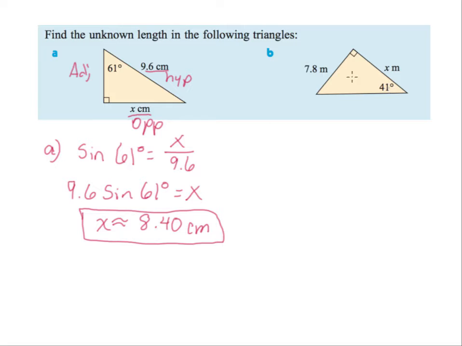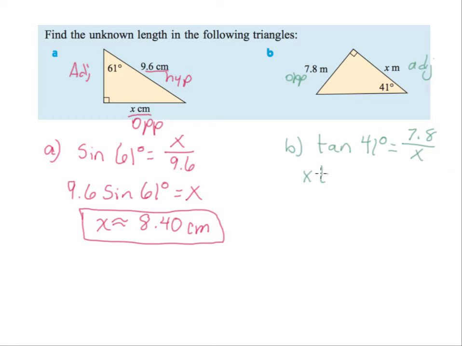Now, we got 41 degrees, and then the side opposite that 41 degrees, or the leg opposite it, is 7.8, so we label it opposite. And then the x is the leg adjacent to the 41 degrees. So which trig function involves opposite over adjacent? Well, that's tangent of 41 degrees is equal to my opposite side, which is 7.8, divided by my adjacent side, which is x. So I want to solve for x.